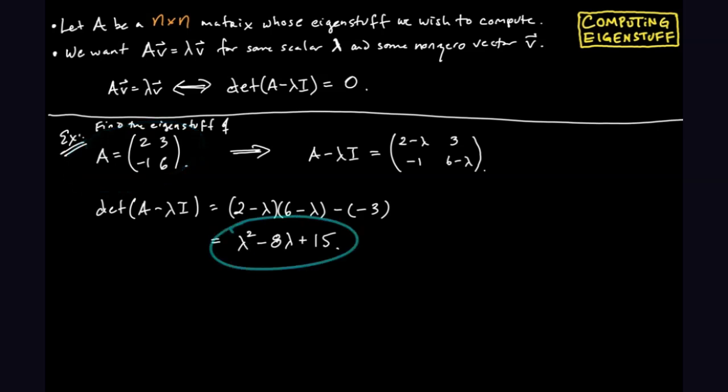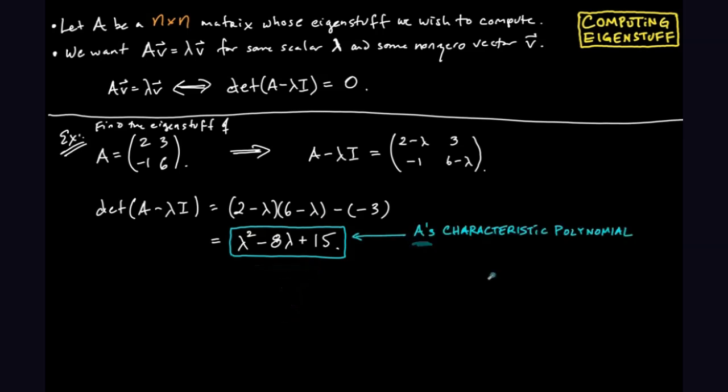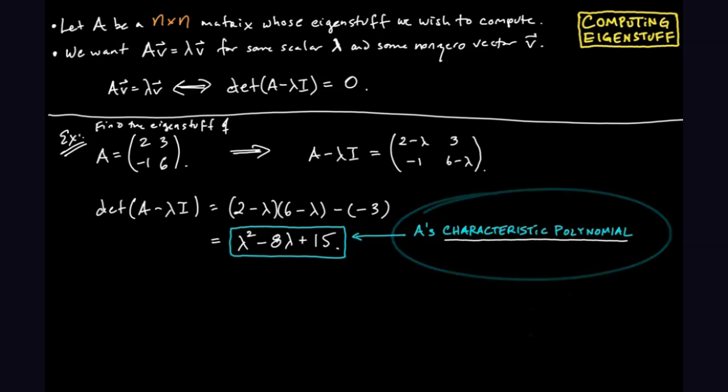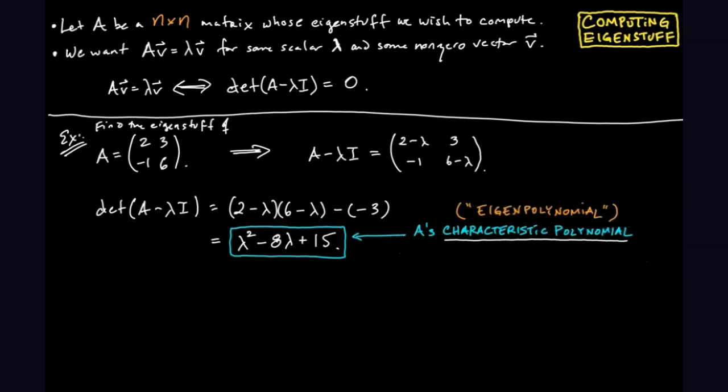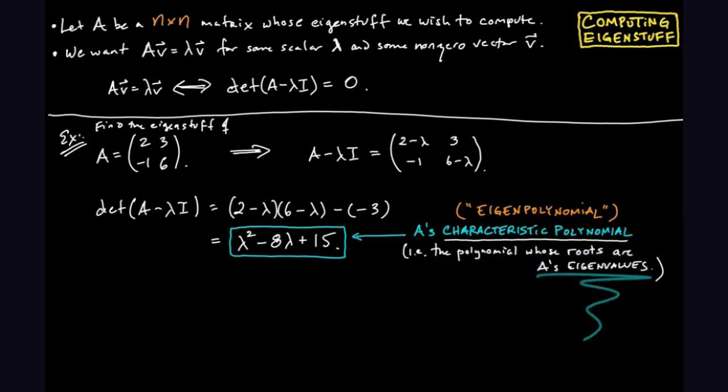This polynomial has a very special name because it's such a special object. It is called A's characteristic polynomial. I dislike this name, but we're stuck with it. I think a better name for it would be an eigenpolynomial. But don't call it that because nobody will know what you're talking about. But it just seems like such a natural name. After all, the characteristic polynomial is the polynomial whose roots are A's eigenvalues. So why not call it A's eigenpolynomial? I don't know, it's not up to me.